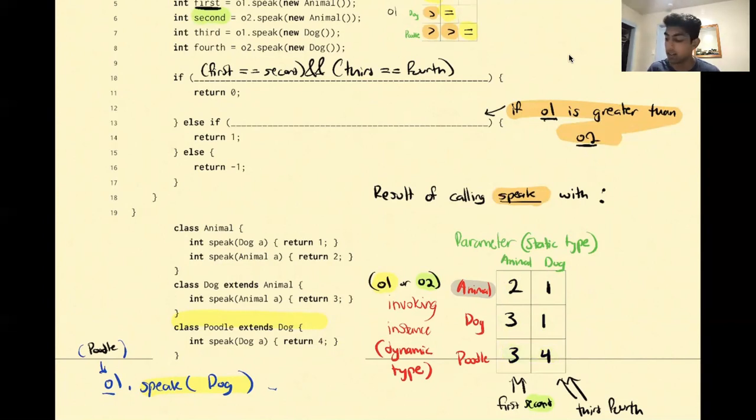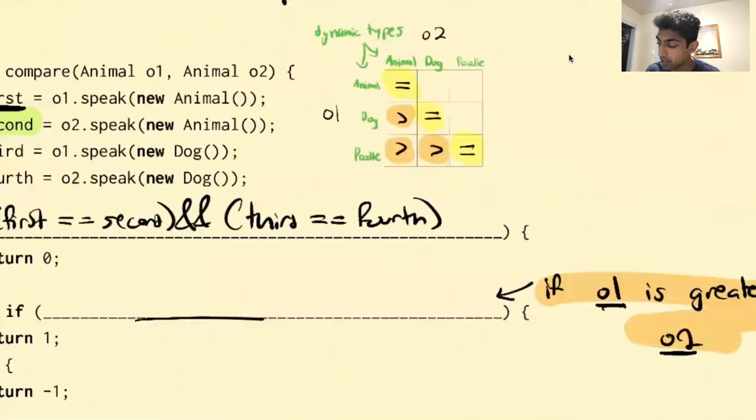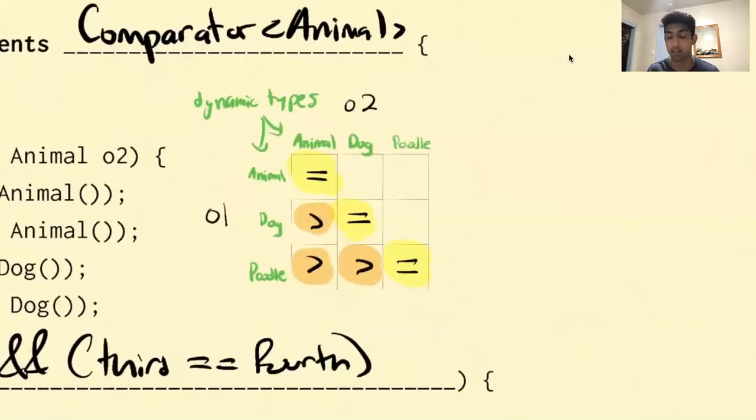So let's keep going. In this else if blank, this is a very difficult part of this question. We need to return, or this condition should evaluate to true, if O1 is greater than O2, okay? So if O1 is greater than O2, we remember that it's going to be one of these three possibilities, right? Either O1 is a dog and O2 is an animal, O1 is a poodle and O2 is an animal, or a dog, right? Those are the three possibilities, okay?